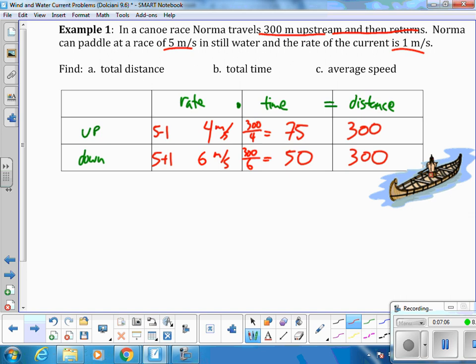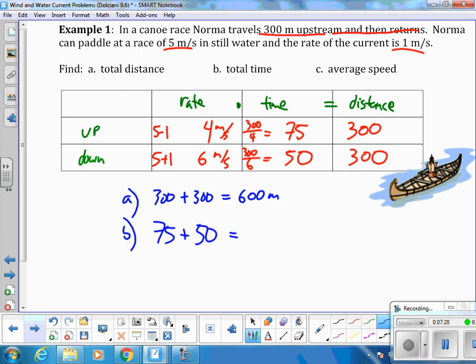A, the total distance. So my total distance is going to be my 300 one way, 300 the other way. It'll be 600 miles. That's what I'm traveling. B, my total time that I'm playing out here is going to be 75 going upstream, kind of against things, and 50 minutes going downstream, kind of with the current. I should be going faster, and that'll be 125. Looks like minutes for this one.